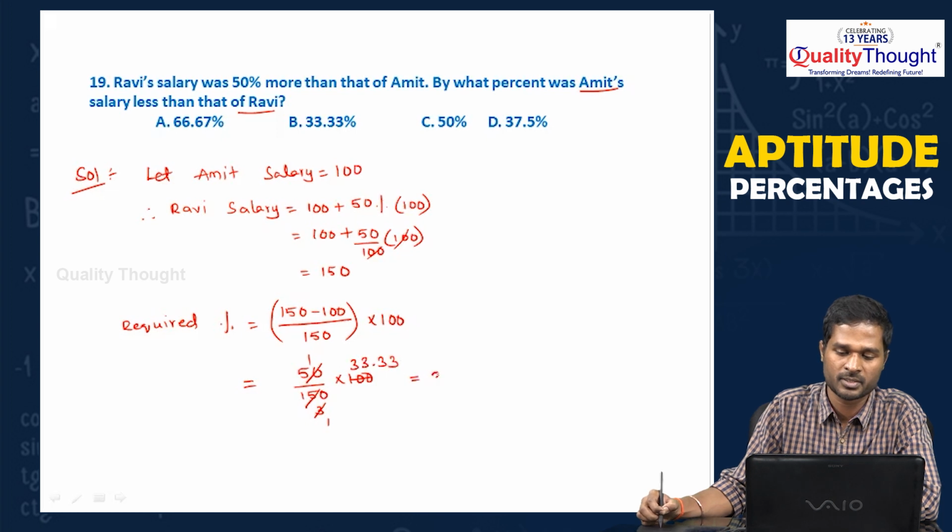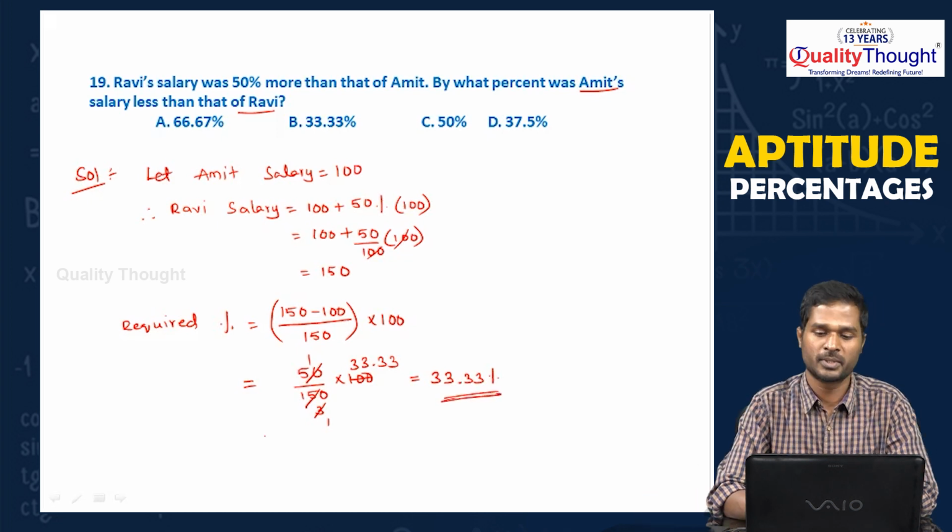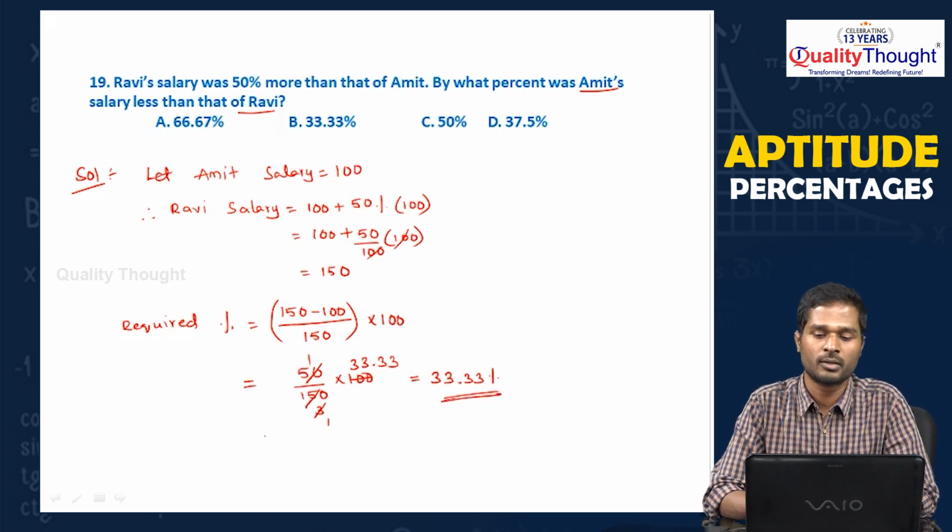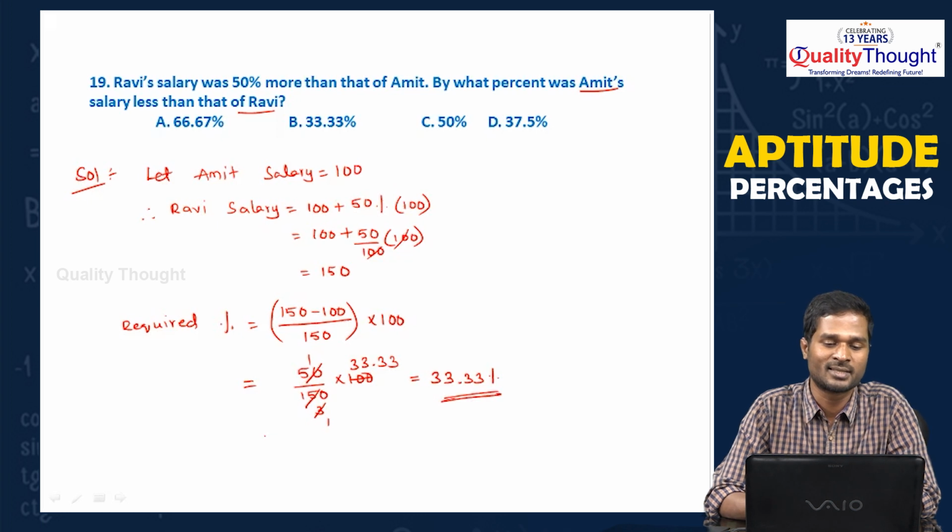33.33. So the required percentage is 33.33%. So as per the question, by what percentage Amit's salary is less than that of Ravi? So Amit's salary is 33.3% less than that of Ravi.